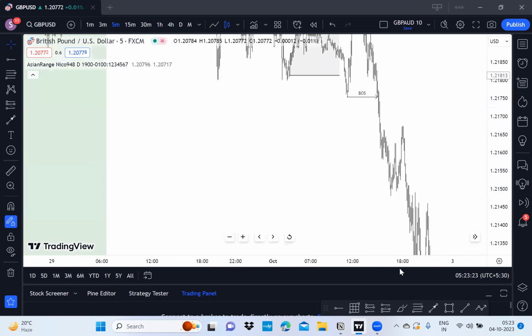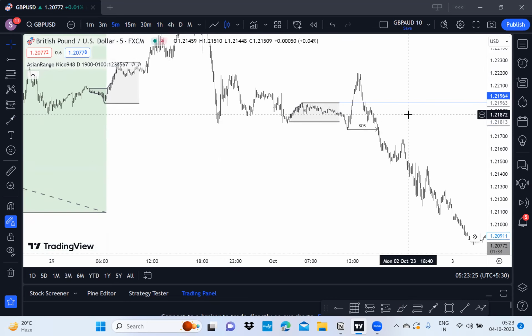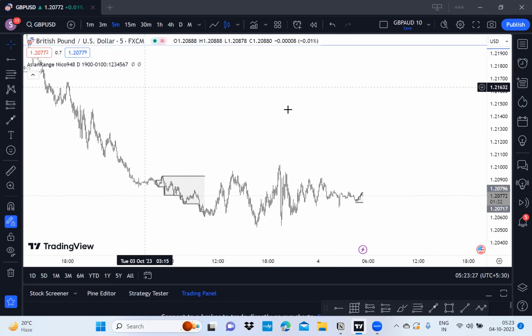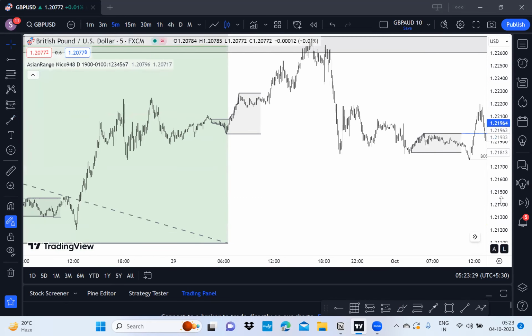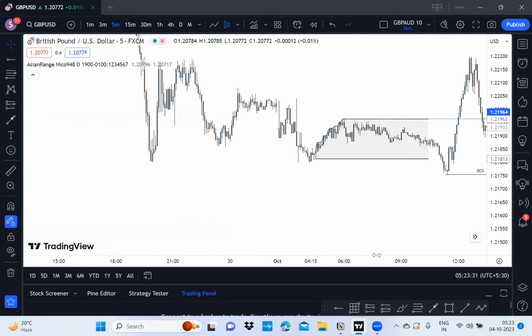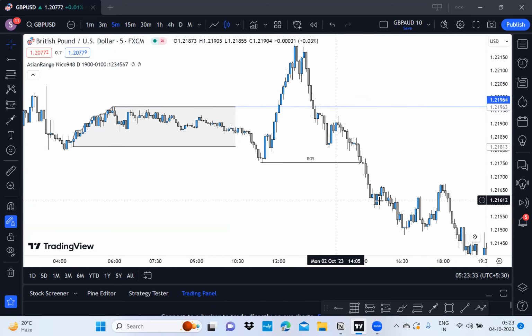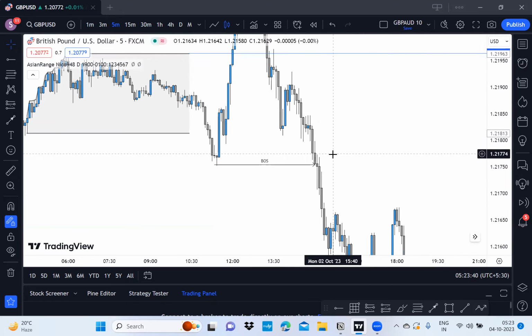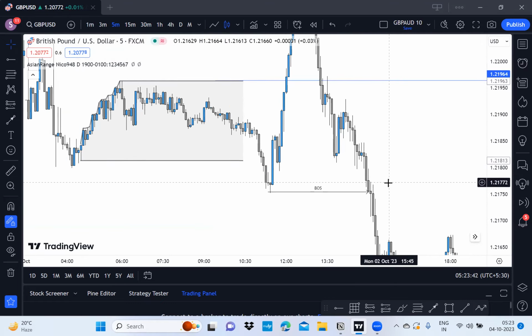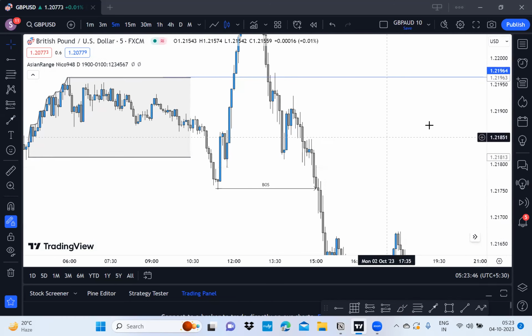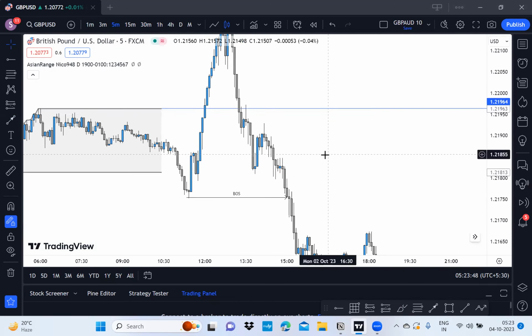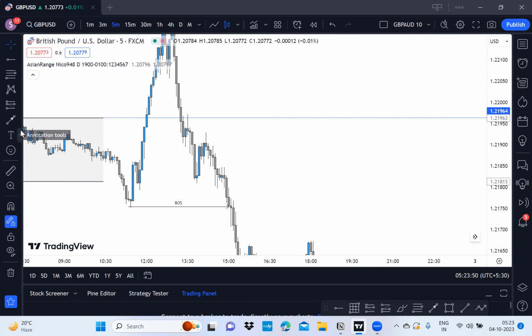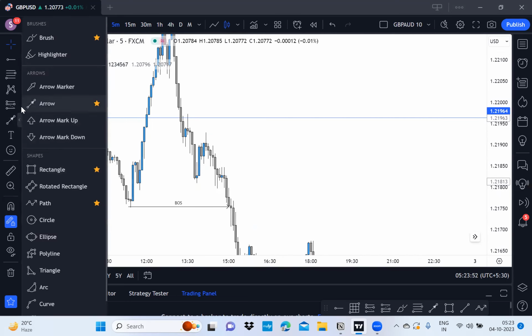BOS is done. But as I can see, there was no retracement on the same day because of momentum. Sometimes there is fast momentum, sometimes low momentum. But what has happened here is, after BOS, you can see there is no retracement. Now what can you do in this situation? Do you miss the trade? No. You can do one simple thing, just listen to me carefully.